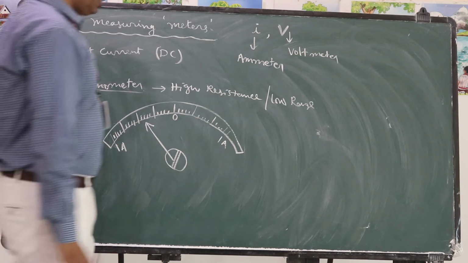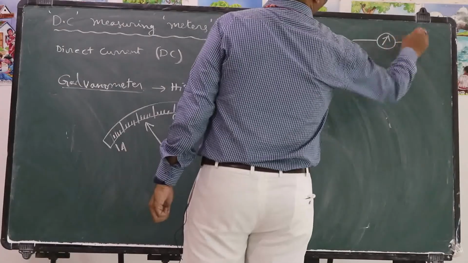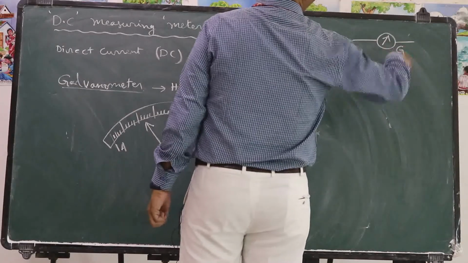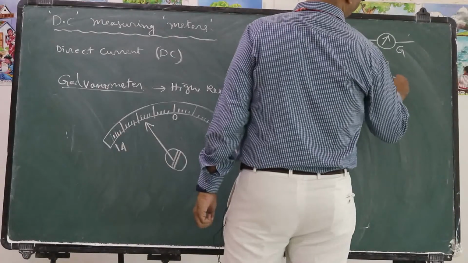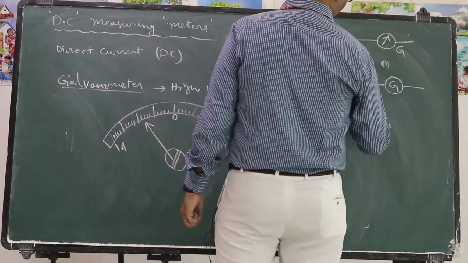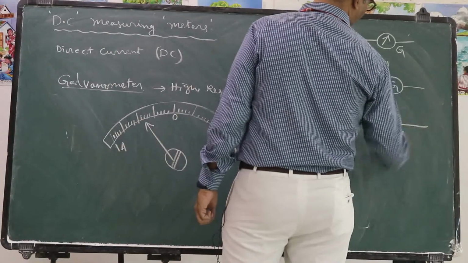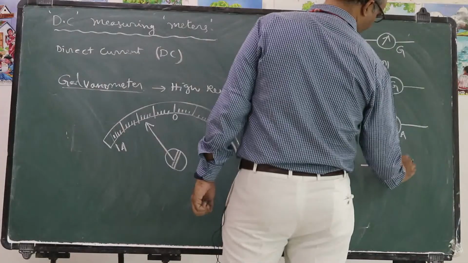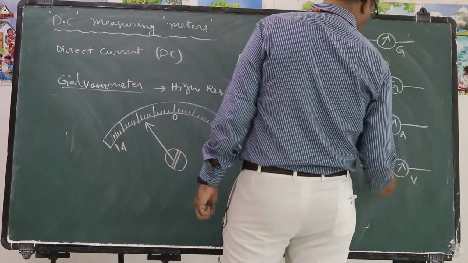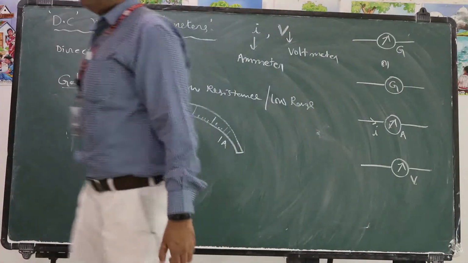The symbols of these meters are very simple. We just show a symbol like this by writing G. Sometimes we may write it like this directly, G as galvanometer. Similarly, if I write A here, it's an ammeter which is used to measure the current. If I write V here, it's the symbol for a voltmeter which is used to measure the potential difference between any 2 points in the circuit.